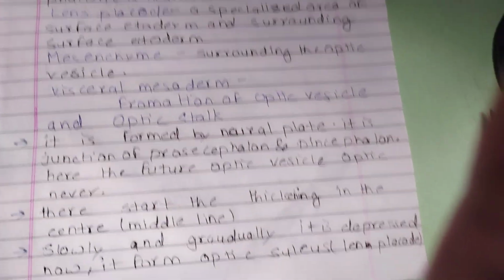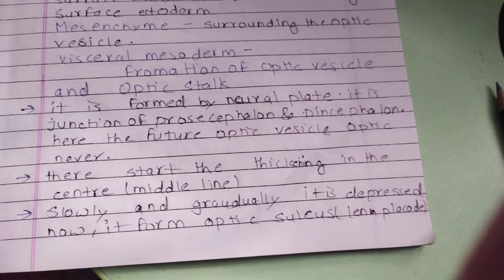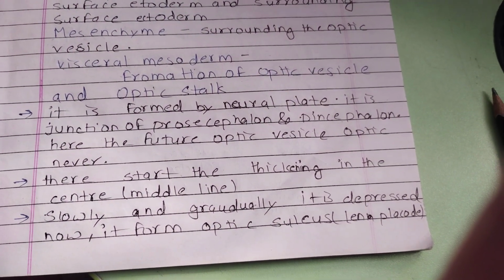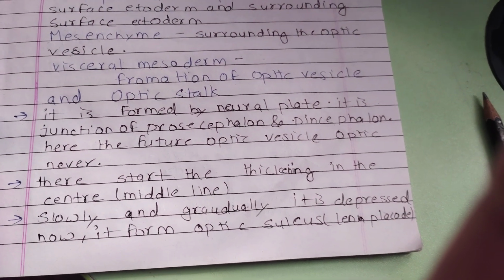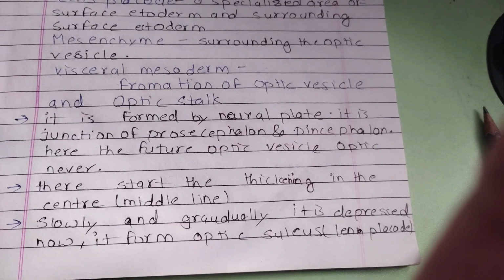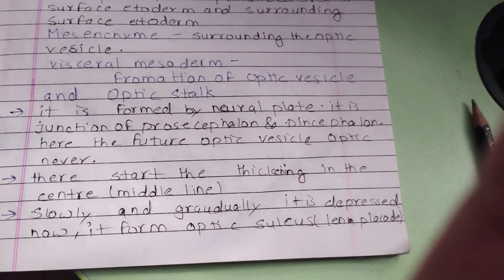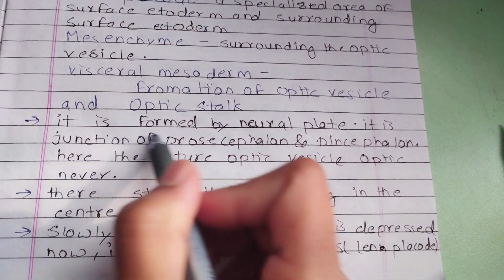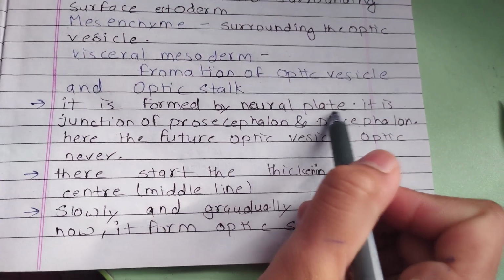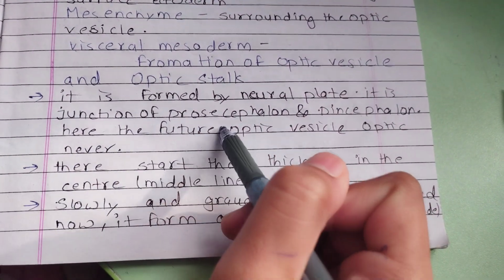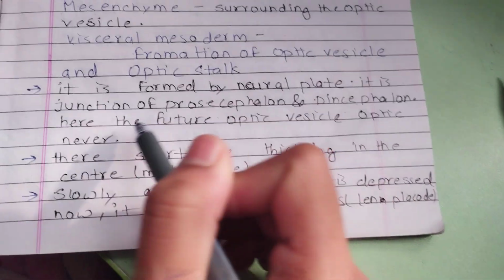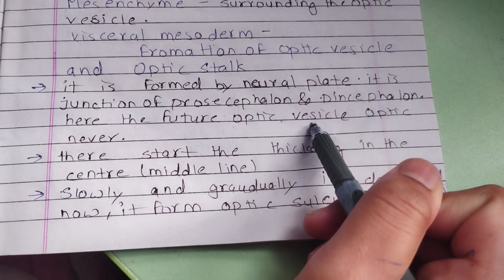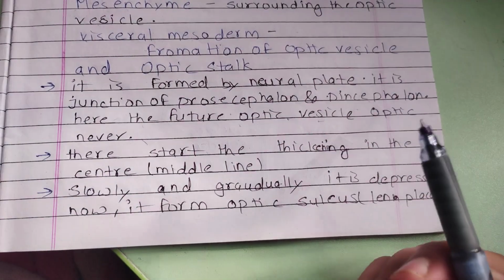Okay. Now let us begin with the formation of the optic vesicle. How the optic vesicle is formed and how the optic stalk is formed in our embryo, and how its formation proceeds. Let's study. It is formed from the neural plate, at the junction of the prosencephalon and diencephalon. Here the future optic vesicle and optic nerve are obtained.